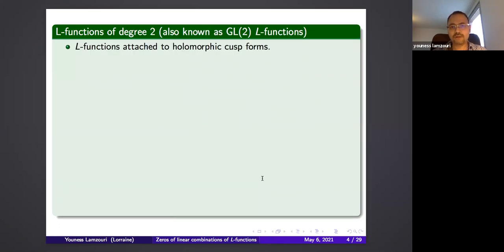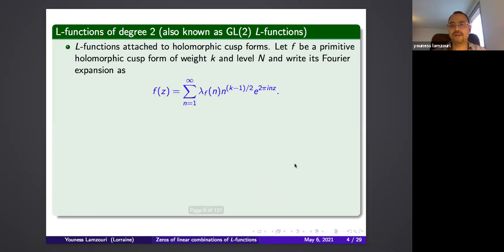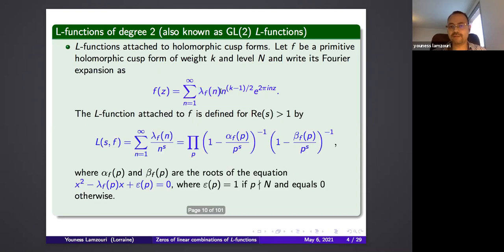For degree two, there are two kinds of L functions. There are L functions attached to holomorphic cusp forms. I will not dive into the details here, but if you have a primitive holomorphic cusp form of weight k and level N, you can write its Fourier coefficients as follows. When you normalize these coefficients by dividing by the factor n to the (k minus 1) over 2, you are left with normalized Fourier coefficients lambda_f(n), and you can put them in a Dirichlet series and then you have an L function. So the Dirichlet series is the sum of lambda_f(n) over n to the s.